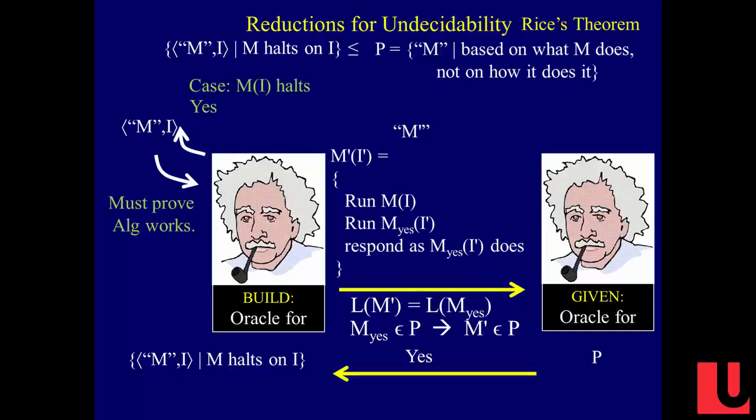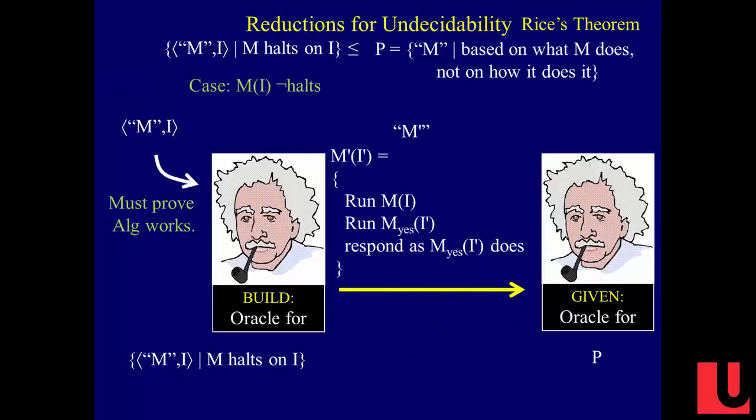What is the step "run M on I" used for? It's for the next line. Wait for the proof.